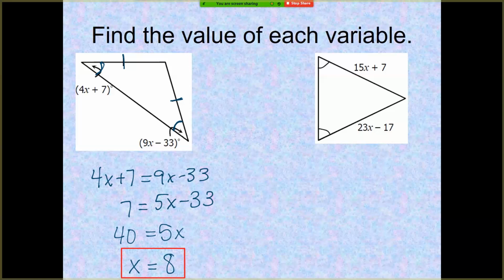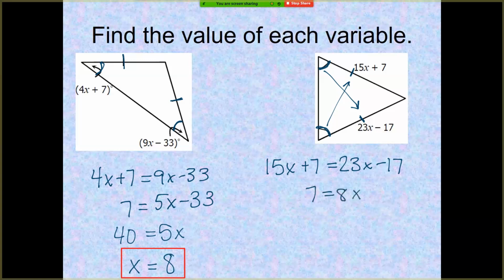Kind of the opposite of that happens on the question on the right. You're given angles that are congruent. So since this angle is congruent to this angle, this side has to be congruent to this side because, again, they're opposites. So I'm going to take 15x plus 7 equals 23x minus 17. I'm going to subtract 15x from both sides. Then I'm going to add 17 to both sides, so 24 equals 8x. Divide, and x equals 3.